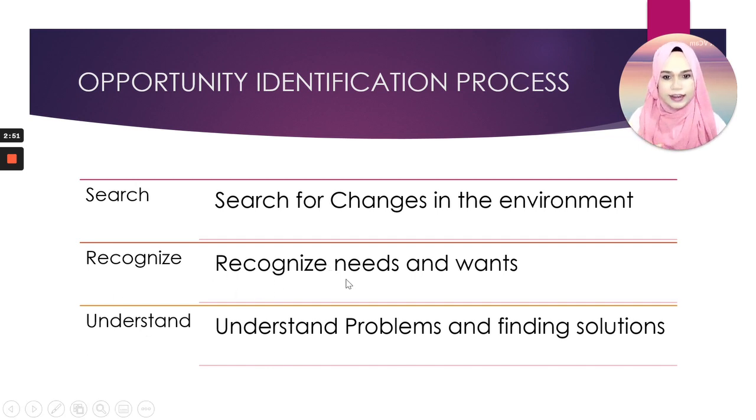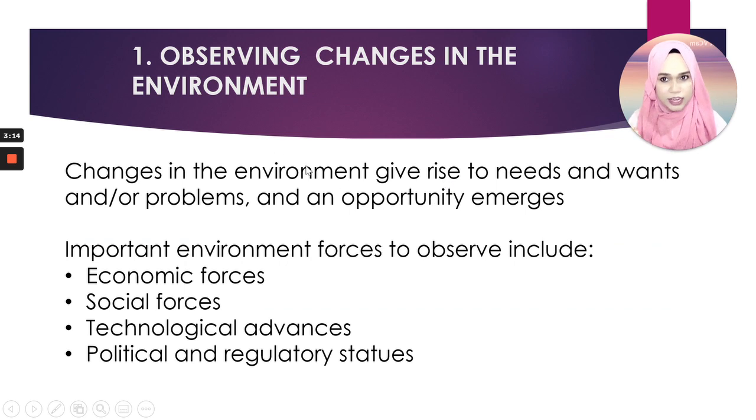Next, you recognize the needs and wants. How are you able to recognize needs and wants? Typically, when a problem happens, you'll be able to understand that particular problem and try to find the solution to it. With this solution, that is when you are able to find an opportunity. So let's look at the first step, which is observing the changes in the environment. It can give rise to needs and wants or even problems. So the opportunity will be emerging.